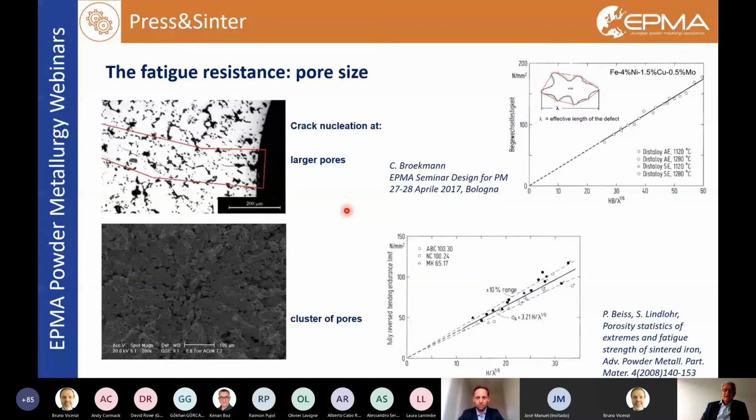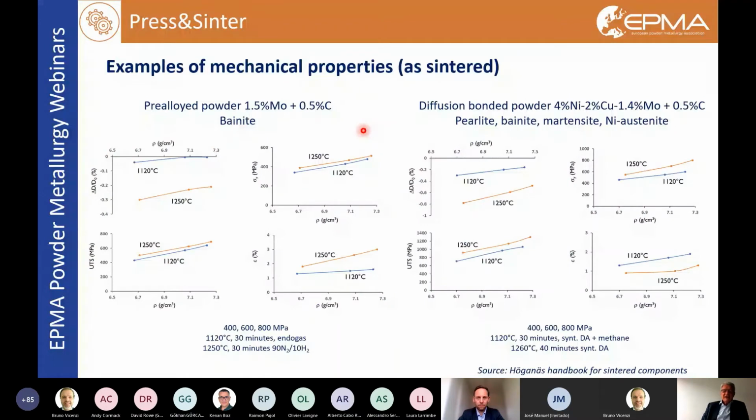So some examples about mechanical properties. I'm reporting tensile properties. In this slide, I'm showing the properties of two different steels. This is quite a common steel produced by adding carbon as graphite to a pre-alloyed powder containing 1.5% of molybdenum, and the final microstructure is bainite, upper bainite.